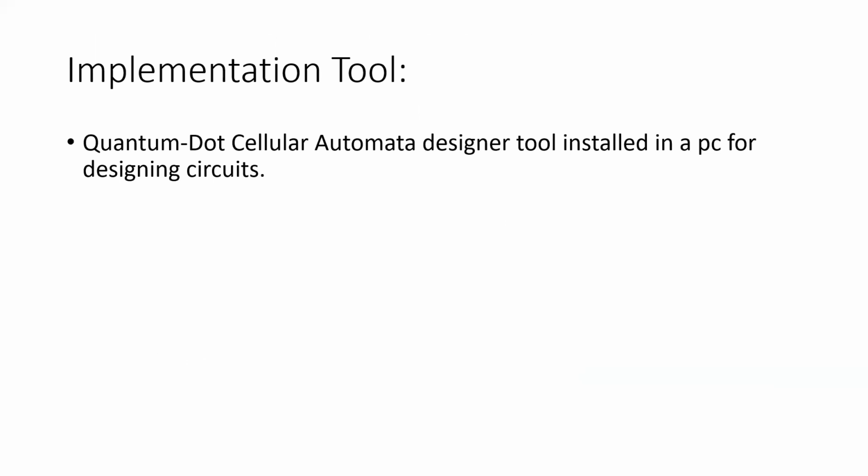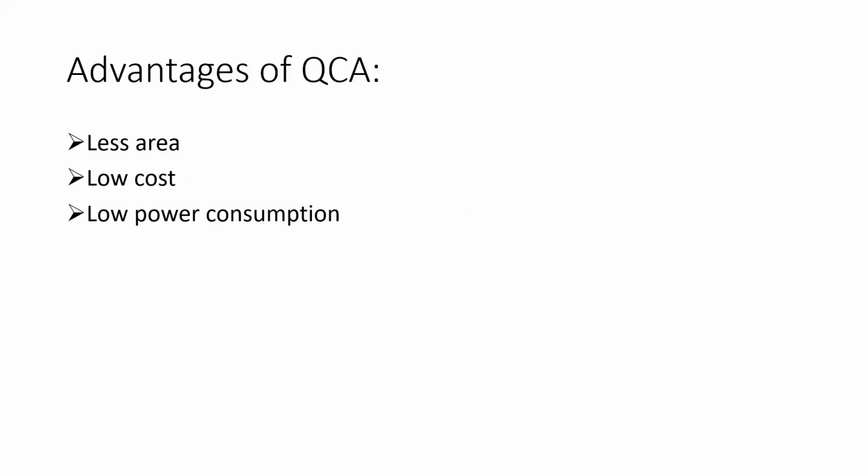The implementation tool for quantum dot cellular automata is the QCA Designer tool, which is installed on a PC for designing circuits, where QCA Designer can report the cell count and area. In terms of area, it is calculated by measuring the outline of the QCA layout. The calculation is feasible for single layer designs. The advantages of QCA are less area, low cost and low power consumption, where it overcomes the limitations of CMOS. The power can be reduced and efficiency can be improved.